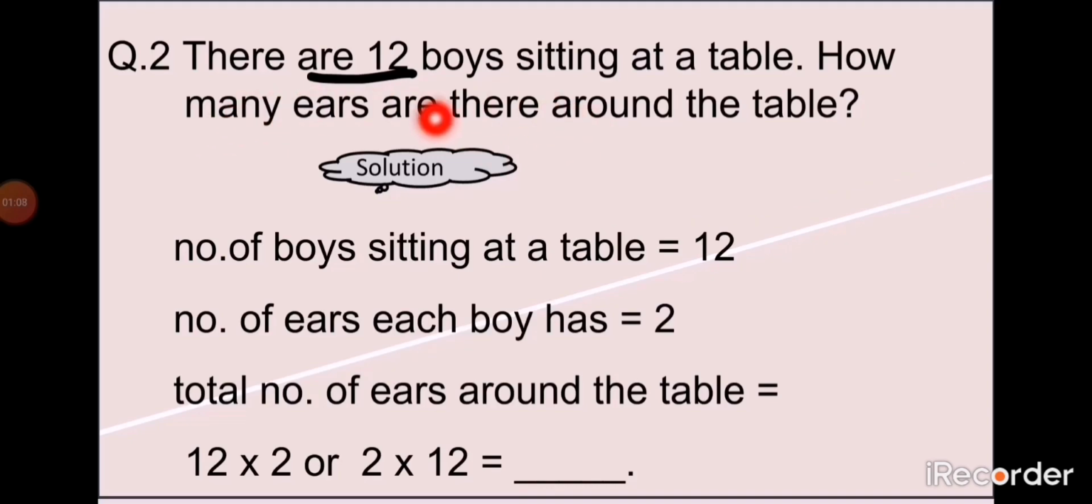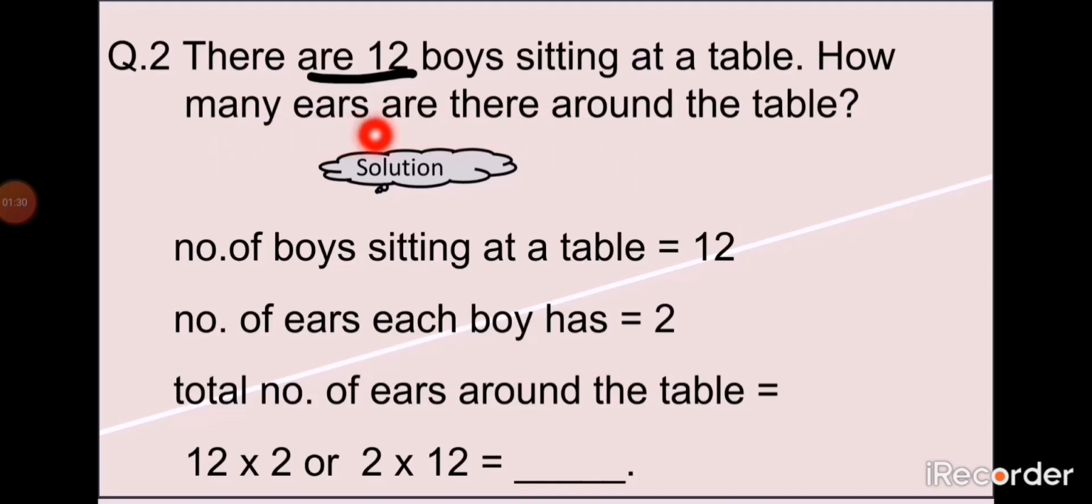Now, what about the second statement? There is no number for the second statement here, but there is a hint. Ears. Each person has 2 ears. It means each boy has 2 ears. So we will use number 2 as our second number because each one has 2 ears. So, number of ears each boy has is equal to 2.